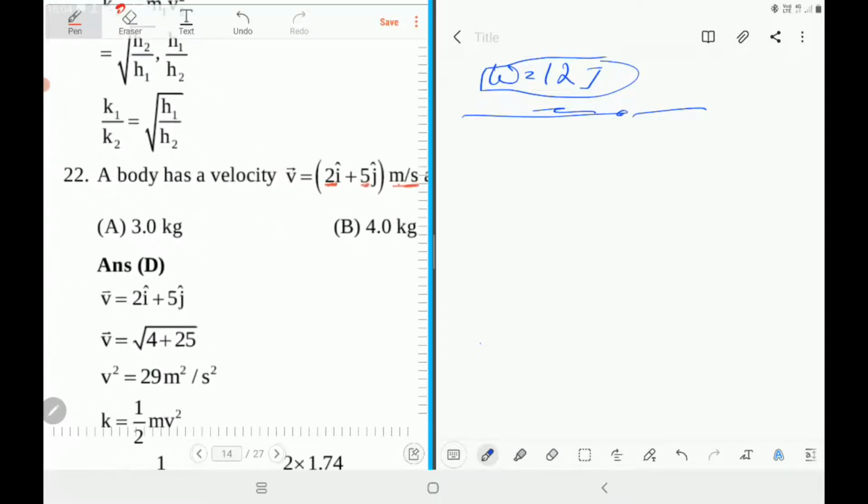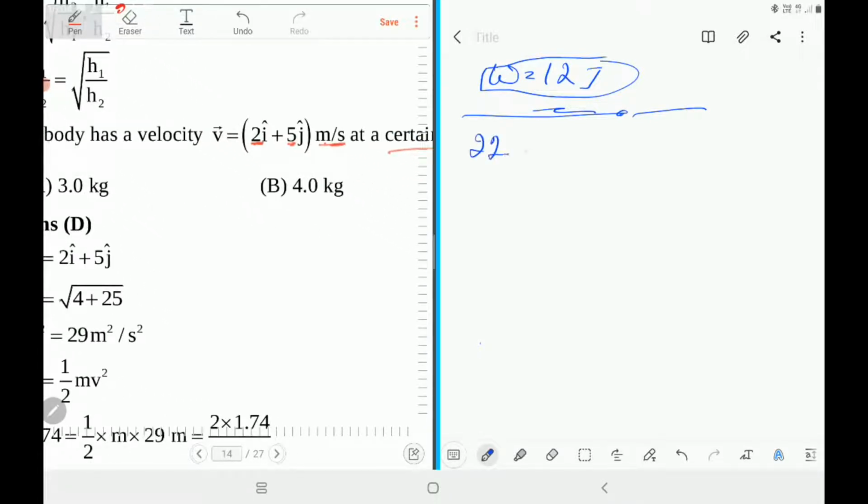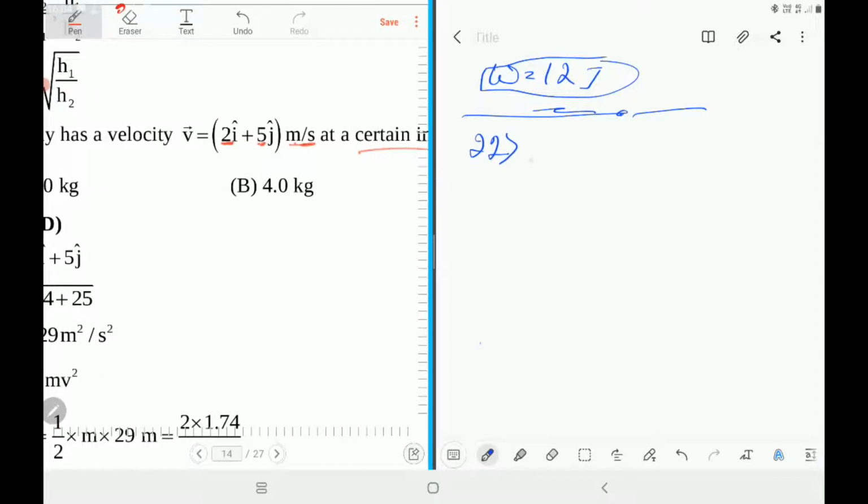The problem number here is 22 in the list provided to you. We have sent you a list of problems. In that, students, first year students, v is 2i plus 5j.